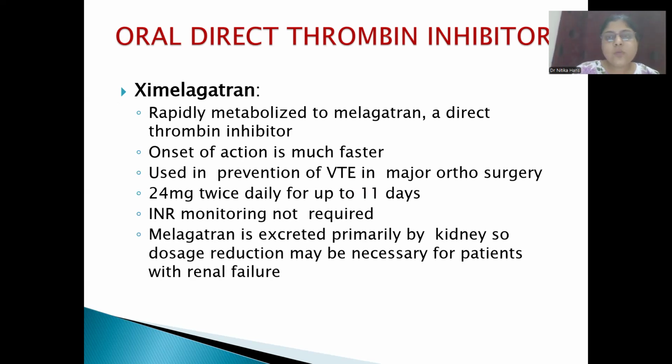Next oral direct thrombin inhibitor is ximelagatran, rapidly metabolized to melagatran, a direct thrombin inhibitor, and onset of action is much faster. It is used in the prevention of venous thromboembolism in major orthosurgery. 24 milligram twice daily for up to 11 days can be given. INR monitoring is not required. Melagatran is excreted primarily in the kidneys, so dose reduction may be necessary for patients with renal failure.